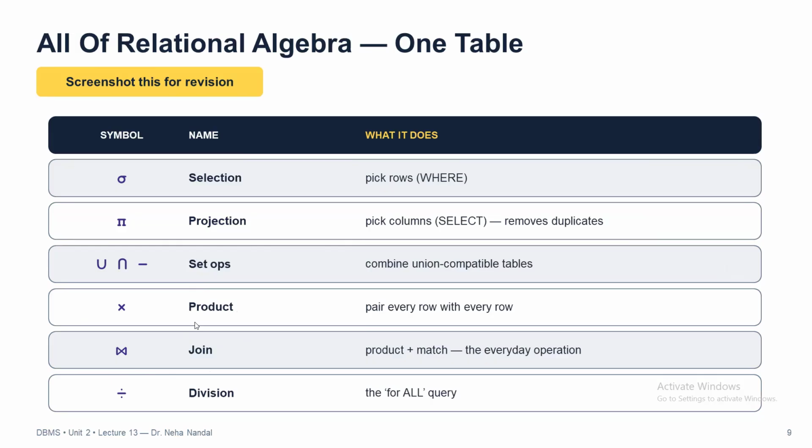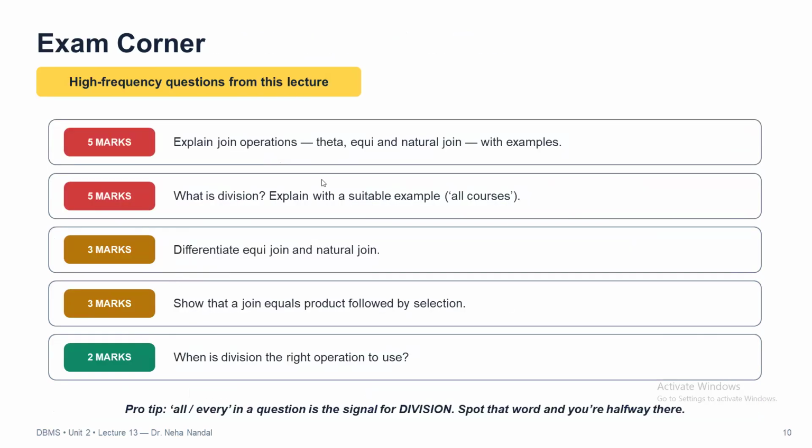Great. So from an exam point of view, I have certain questions for you which can come in the exam, like: explain join operations, theta, equi-join, natural join. What is division? Explain with suitable examples. Differentiate equi-join and natural join. Show that join equals product followed by selection. What is division? The right operation to use. So these are certain questions. Make a note of them. Try to answer them. Drop your comments. Write your answers. Discuss with me.